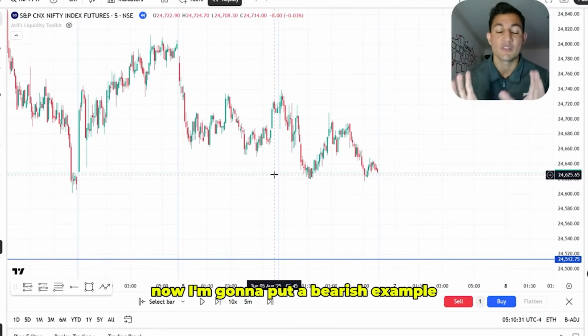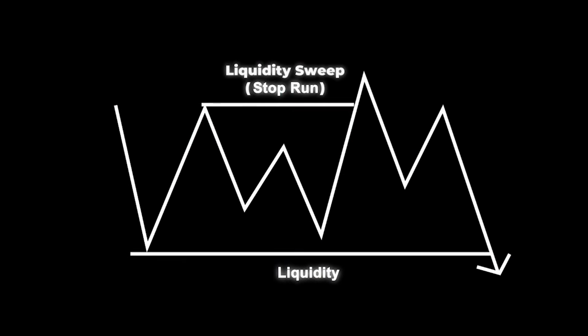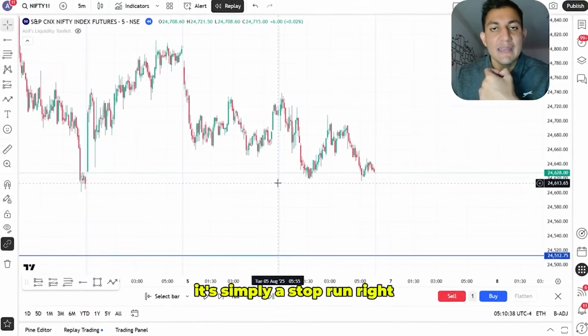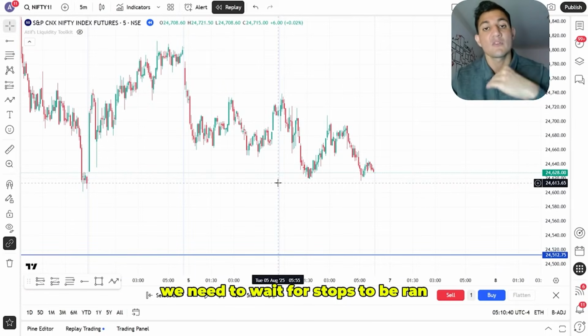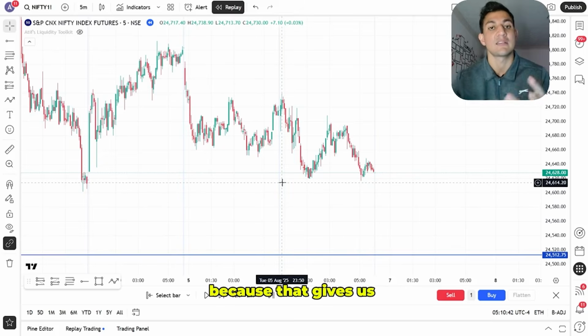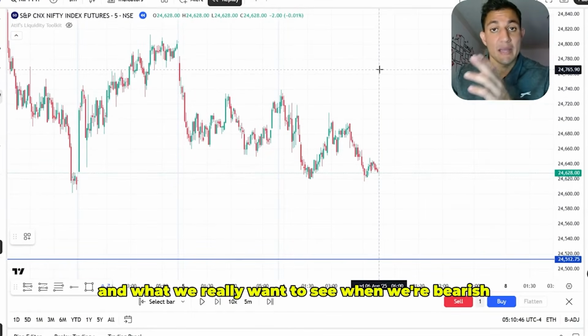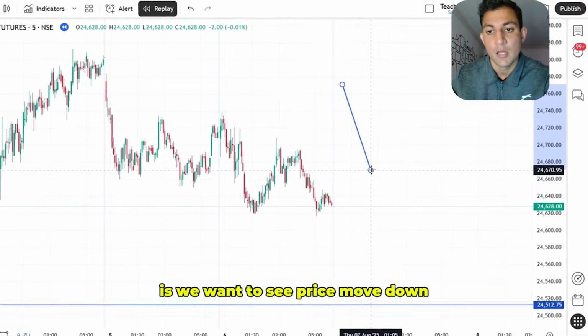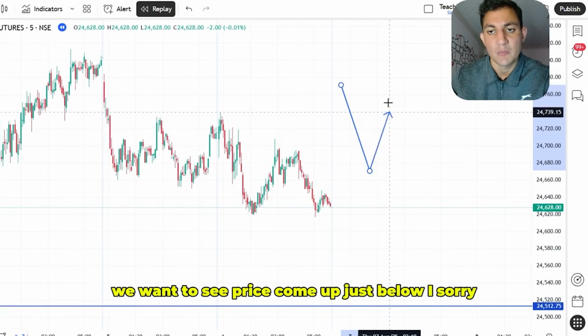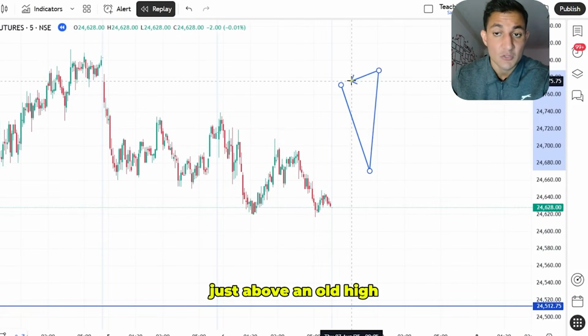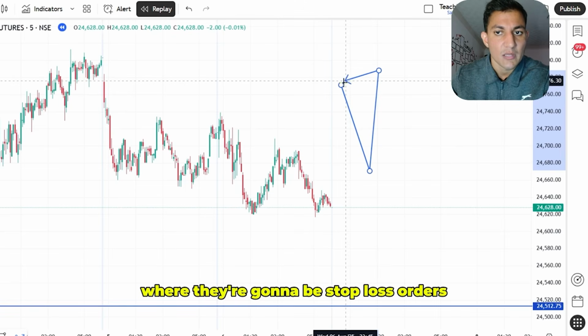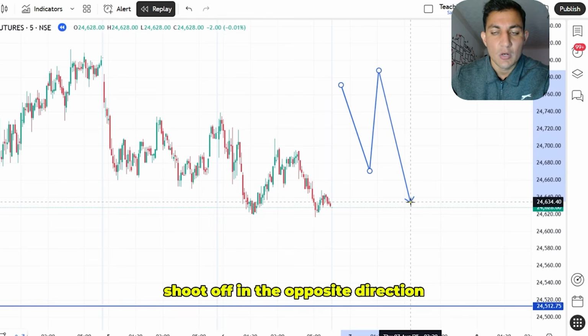Now I'm going to put a bearish example of a liquidity sweep on screen, and what a sweep really is, it's simply a stop run, right? We need to wait for stops to be run before we can enter, because that gives us a very high probability setup. And what we really want to see when we're bearish is price move down towards our low down here. We want to see price come up just above an old high where there are going to be stop loss orders, and shoot off in the opposite direction.